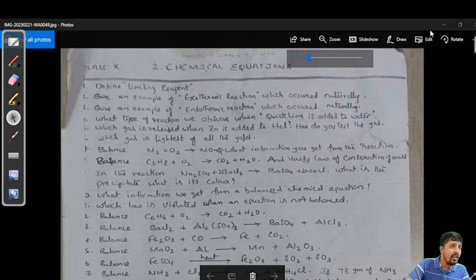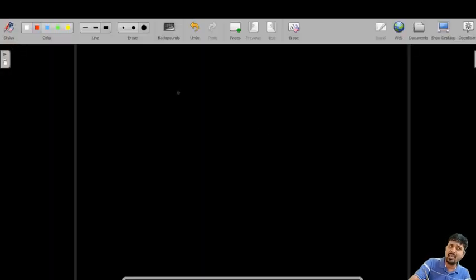Okay, now what information do we get from a balanced chemical equation? So what is a balanced chemical equation? We know the number of atoms on the LHS and the number of atoms on the RHS are equal individually, then it is called a balanced chemical equation. So we can write reactant 1 plus reactant 2 gives rise to product 1 plus product 2. It is just an example I am giving here.